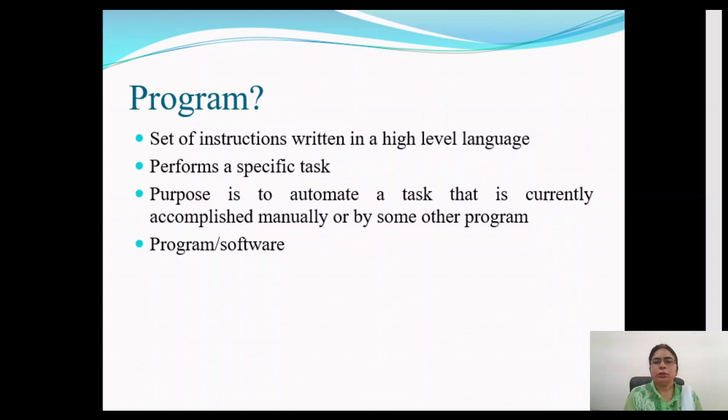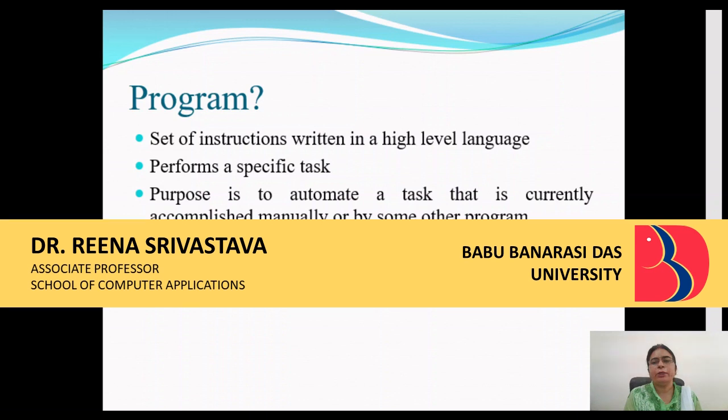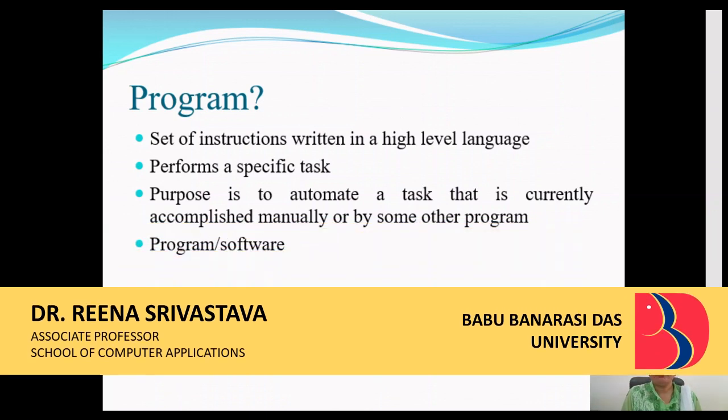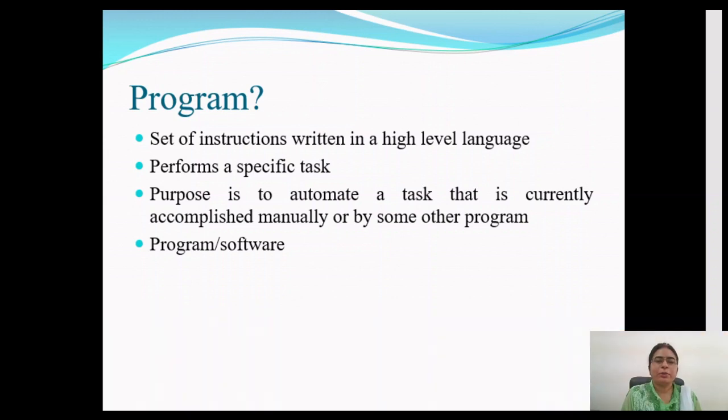The next statement says the purpose is to automate a task that is currently accomplished manually or by some other program. If it has been done manually, then we want to completely automate it. But if some other program is doing that work, then we want to improve the functionality of that program. That's why we are trying to make a new program for it, to improve the efficiency or the accuracy of the program that was made earlier.